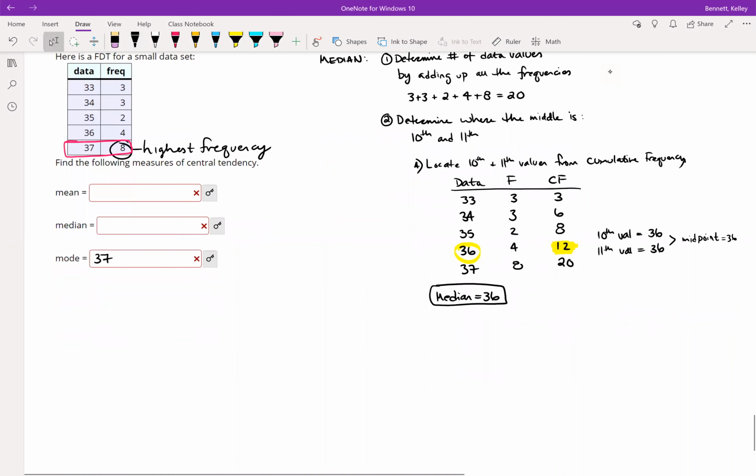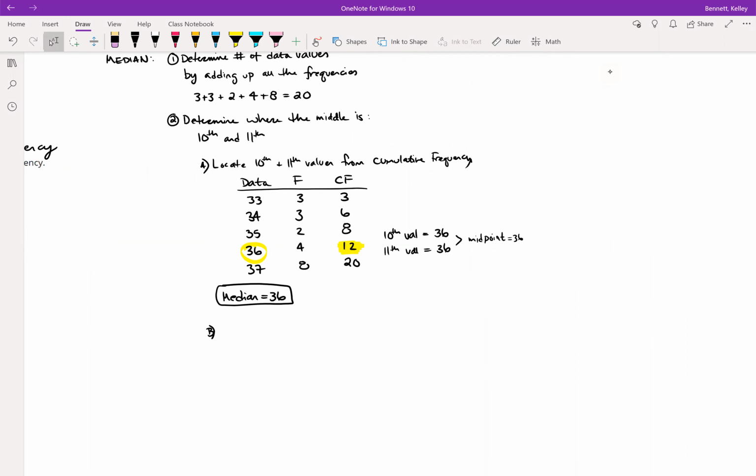If you want to do it by hand, which seems like a lot of work, this is how you would do it. We have 20 values. The first 3 values are 33, so that looks like 33, 33, 33. The next 3 values are 34s: 34, 34, 34. Then the next 2 values are 35, 35. Then the next 4 values are 36, 36, 36, 36. And then the last 8 values are 37.